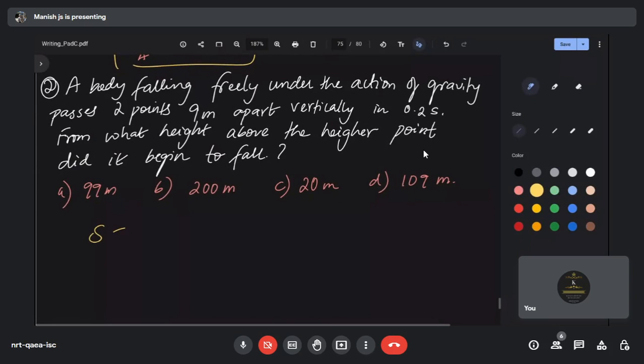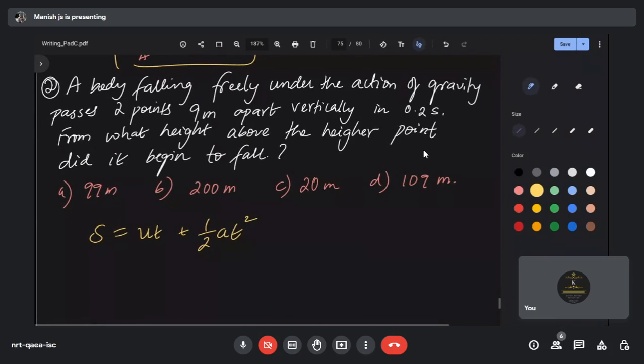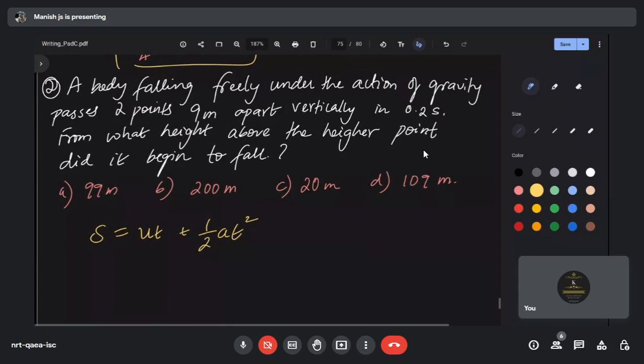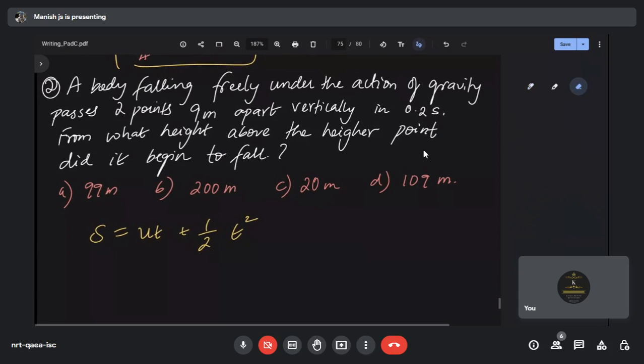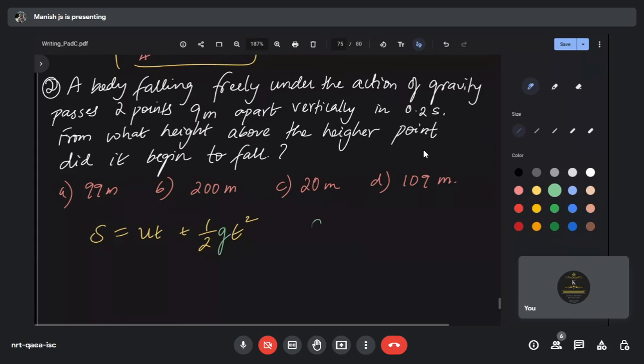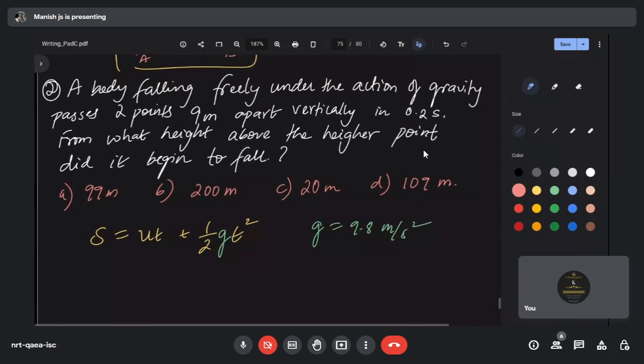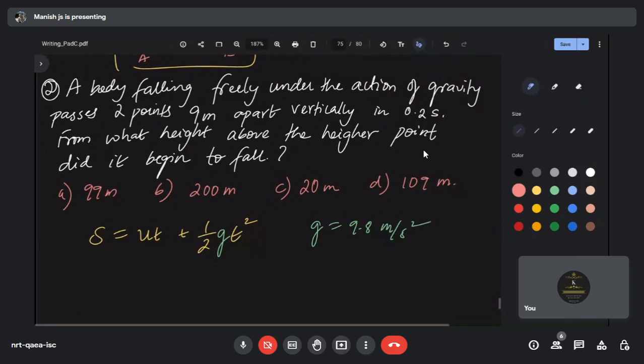Obviously we use the relation S is equal to ut plus half at square. So that is the relationship. Here, instead of a, we will take acceleration due to gravity because it is in free fall. So you can just replace a with g. The g value we can take as 9.8 meters per second square. That's the value of acceleration due to gravity. So use this and get the relationship.